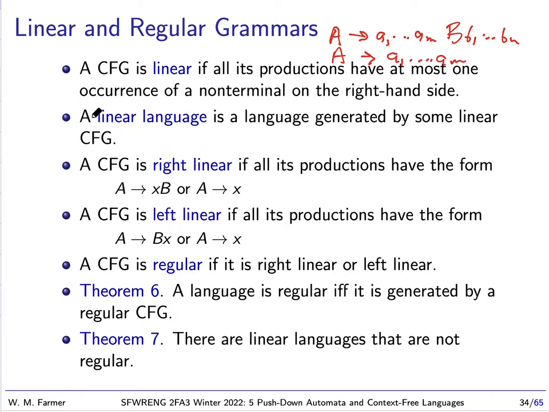Okay, so that is a grammar that's linear, and we'll say a language is linear if it's generated by some linear context-free grammar. And a context-free grammar is right linear, so it's a special kind of linear, where all the productions look like this or this. That would be right linear. And it's left linear if they all look like this or this. And we'll say a context-free grammar is regular if it is either right linear or left linear.